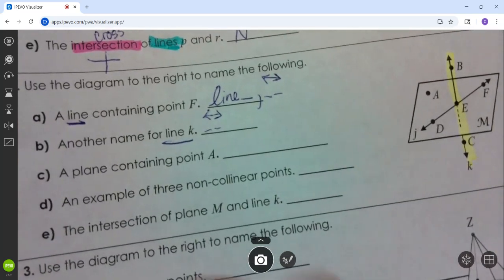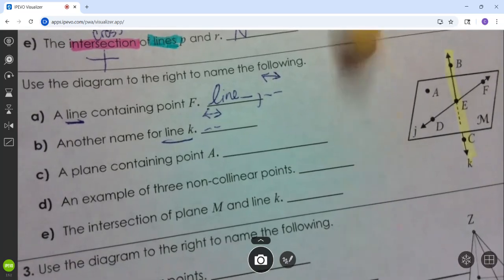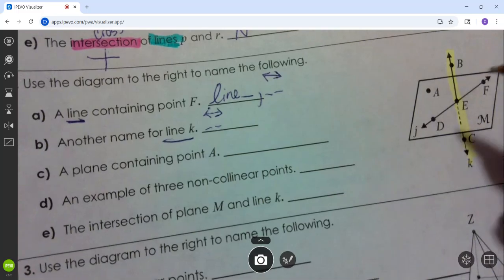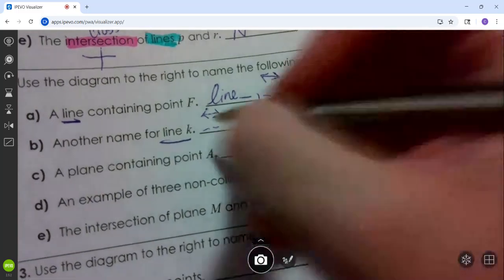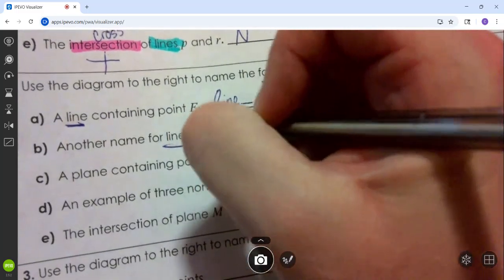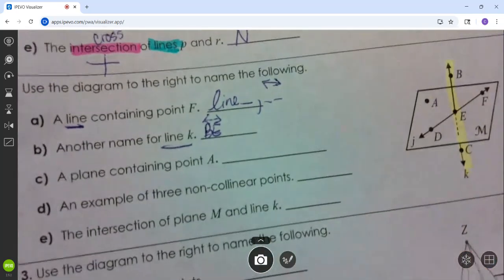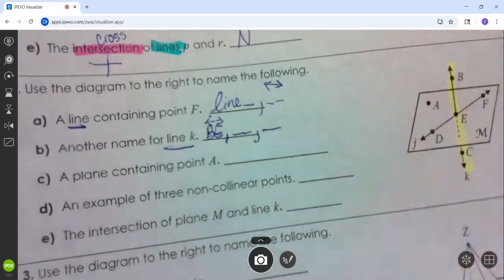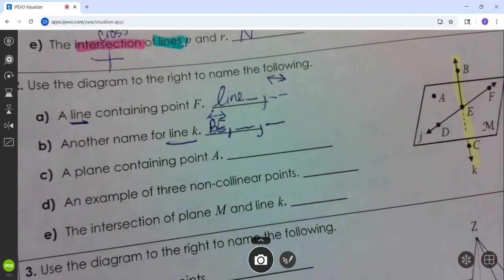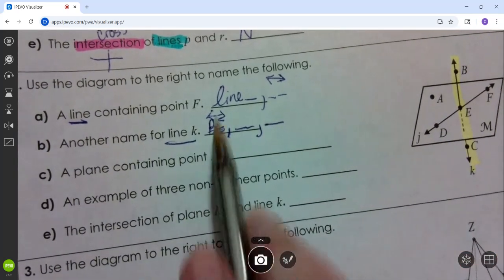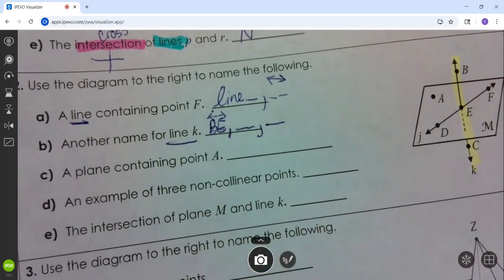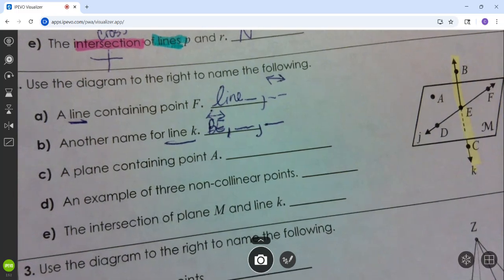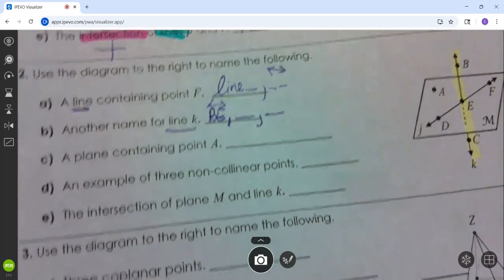Okay. All right, on line K, I'm going to pick 2 letters. I'm going to say B-E. So line B-E. Now you can't use mine, okay? There are plenty of other options that you can use. Do not just use mine. Please add 1 or 2. Challenge yourself to see if you can find all of the options for its name.